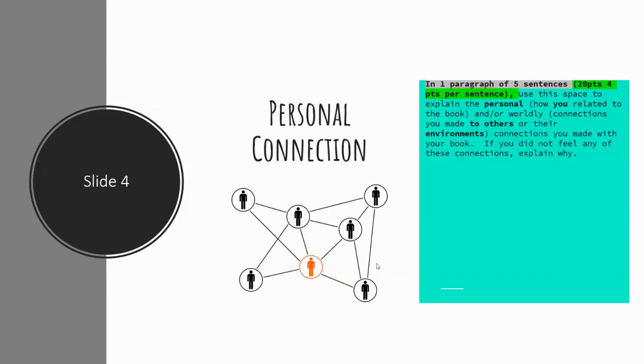Then you'll see your slide 4 template. This is where you're putting 5 sentences on how you related to your book and those worldly connections you were able to make, or explaining why maybe there were no connections to be made. What were the differences maybe that you noticed?